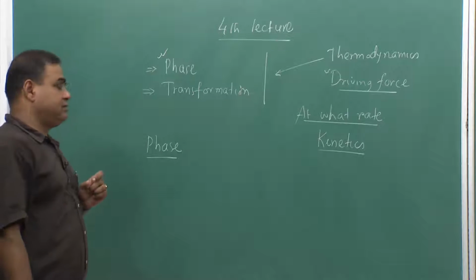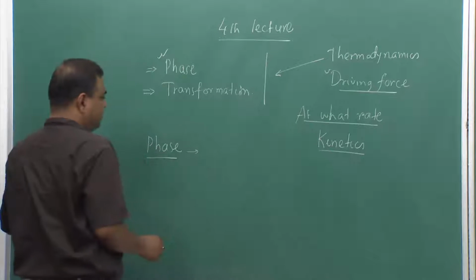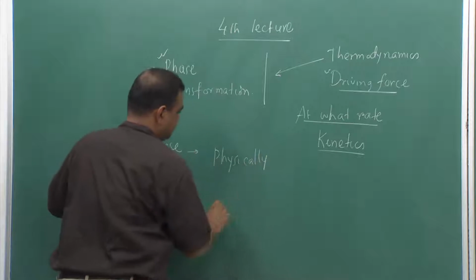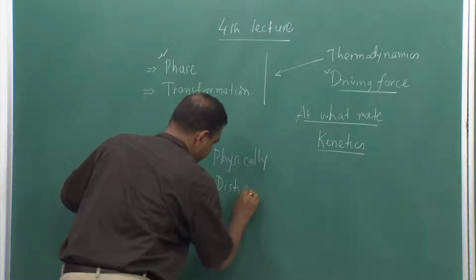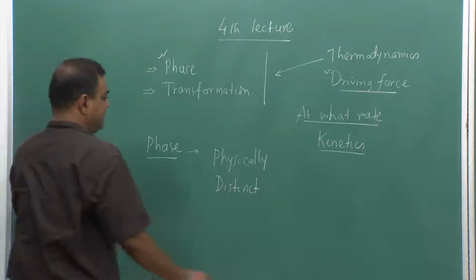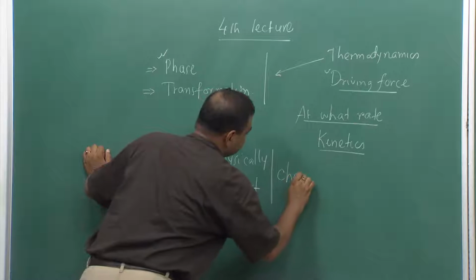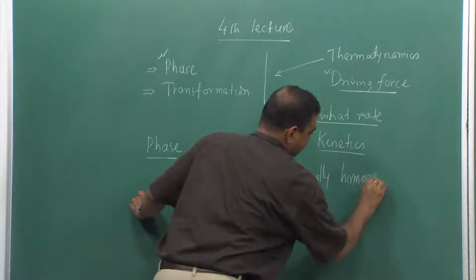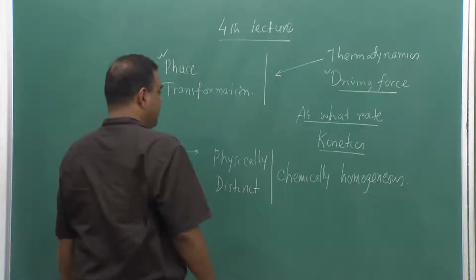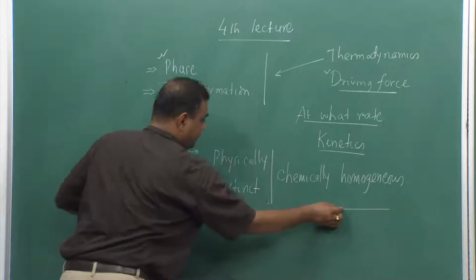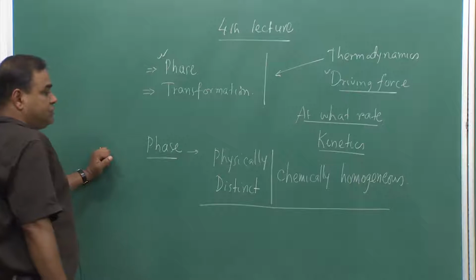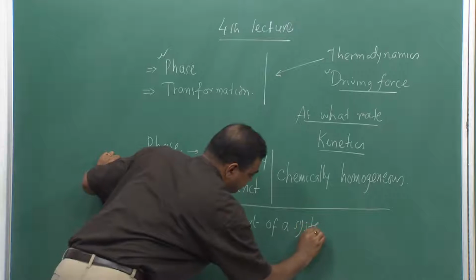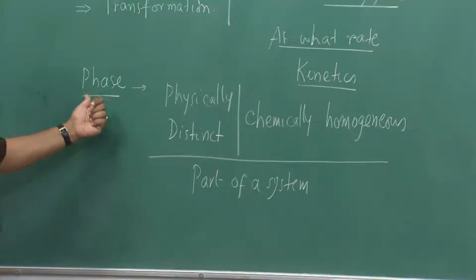This needs to be defined. The classical definition: we call it physically distinct, then chemically homogeneous, part of a system. It has to be part of a system, and then we call it a phase.